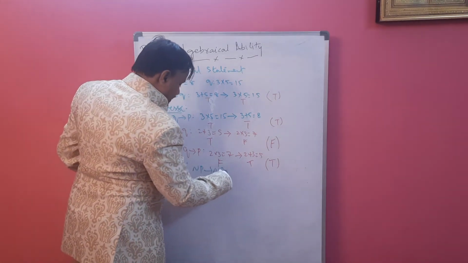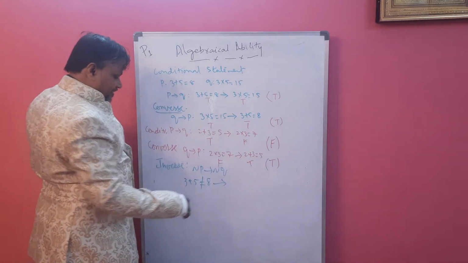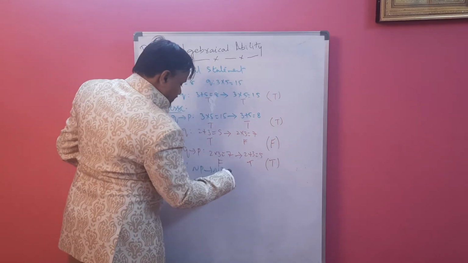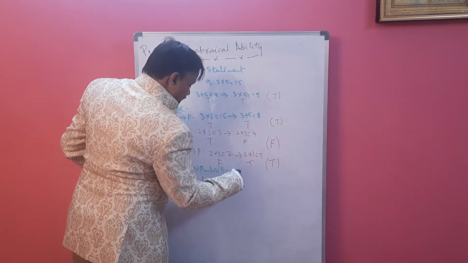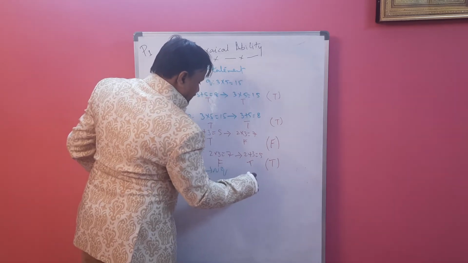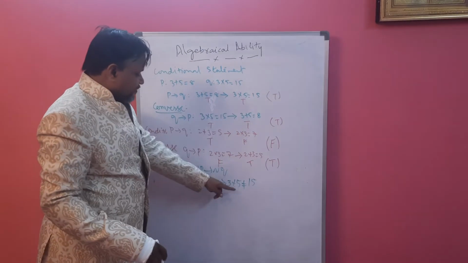So this is P implies negation Q. Q is what again? 3 into 5. Negation of that is not equal. When equal is there, negation of that is not equal.